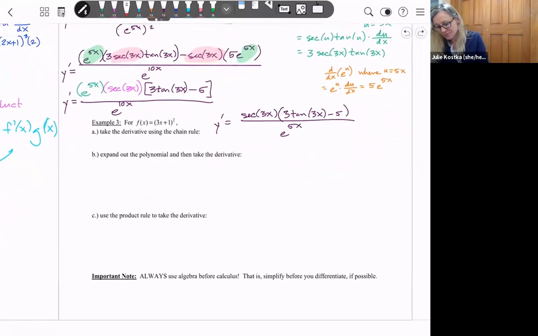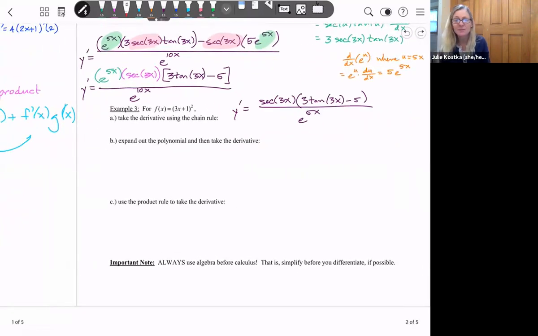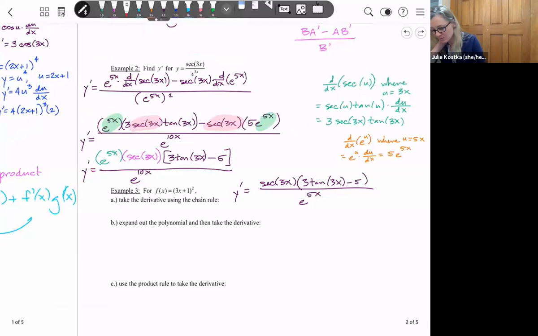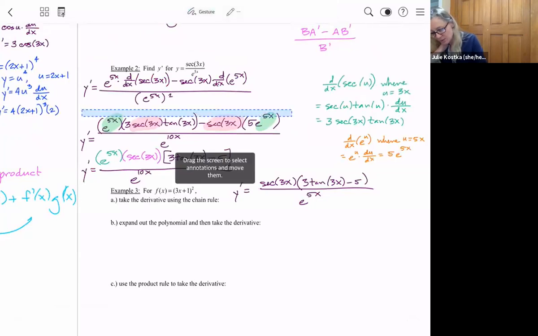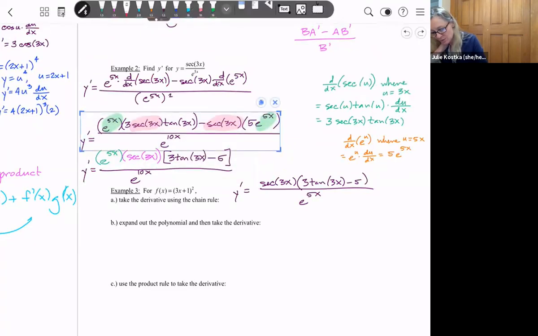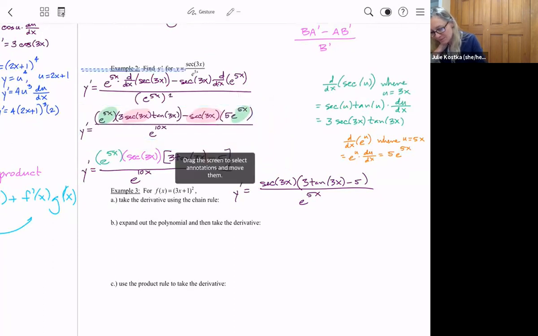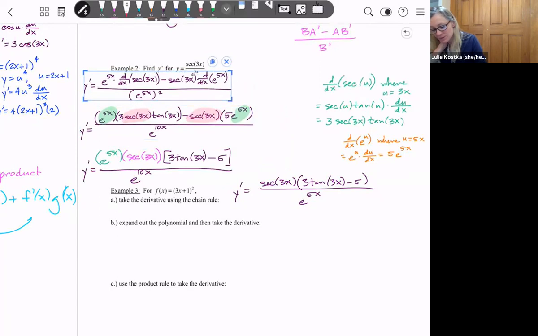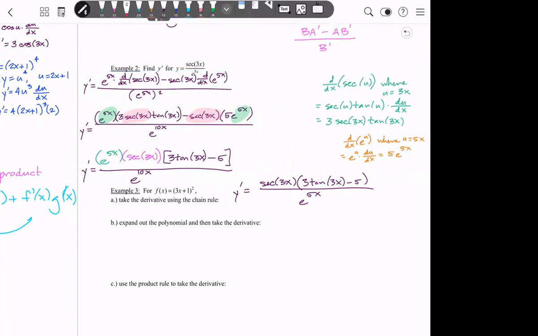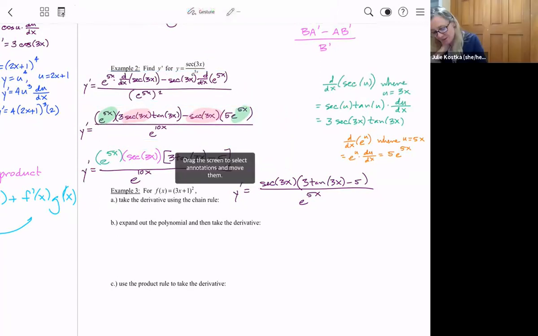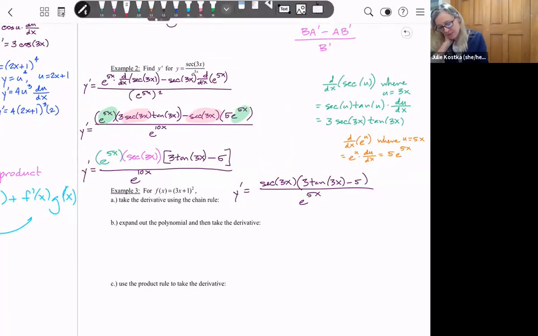So, questions about the quotient rule part? I know the algebra is probably the more complicated part, but do you have questions on the quotient rule? Let me just shrink this down. Are we all good with the calculus part? Looks good. Okay, good. Next problem then.